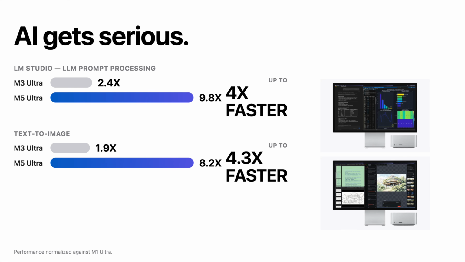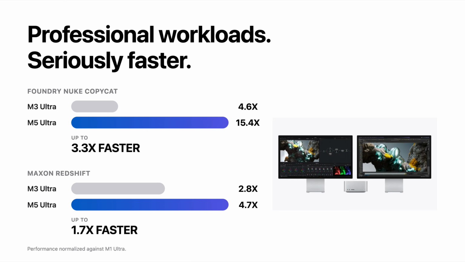Text-to-image generation jumps from 1.9 times the M1 Ultra baseline with M3 Ultra to 8.2 times with M5 Ultra. That's up to 4.3 times faster than M3 Ultra. These are enormous generational improvements, and that advantage continues into other professional applications.